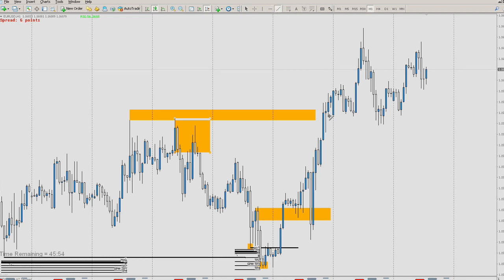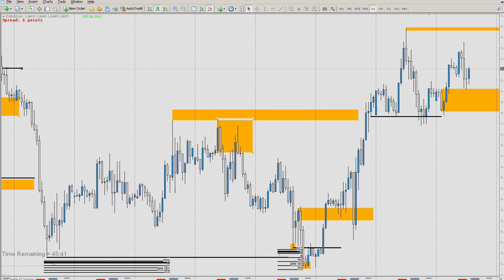So is this a run on stops, and are we going to be reaching for liquidity up here off of an order block here? It's a potential setup on Euro USD.